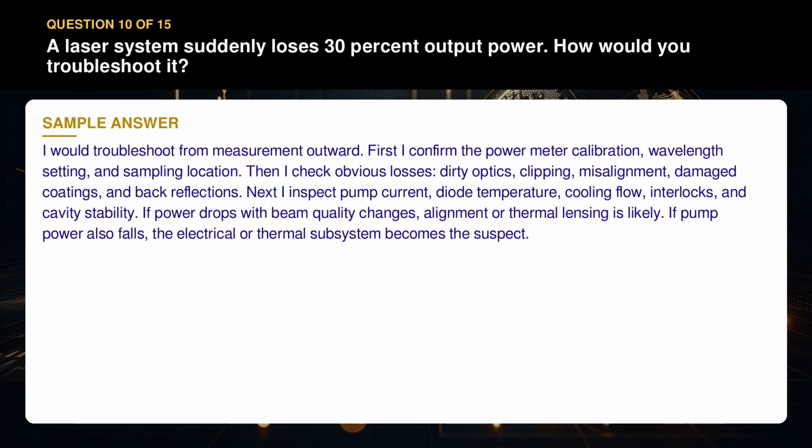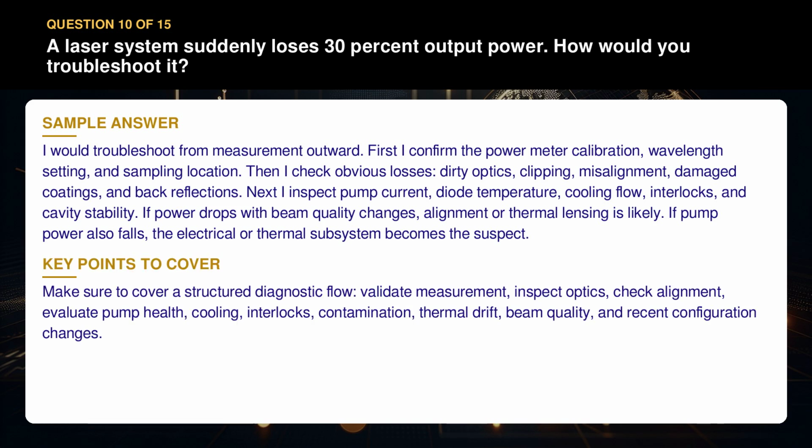If power drops with beam quality changes, alignment or thermal lensing is likely. If pump power also falls, the electrical or thermal subsystem becomes the suspect. Make sure to cover a structured diagnostic flow. Validate measurement, inspect optics, check alignment, evaluate pump health, cooling, interlocks, contamination, thermal drift, beam quality, and recent configuration changes.